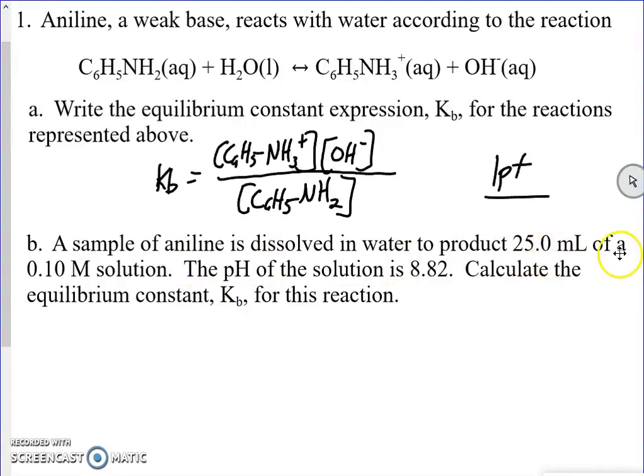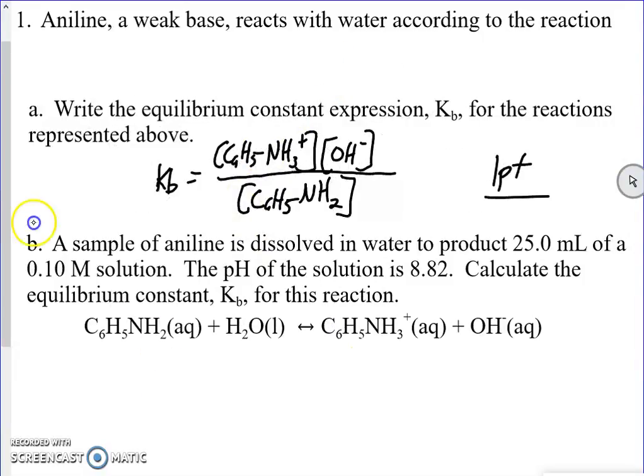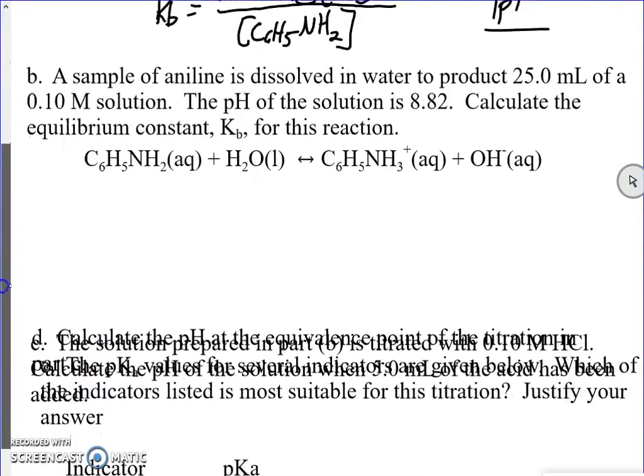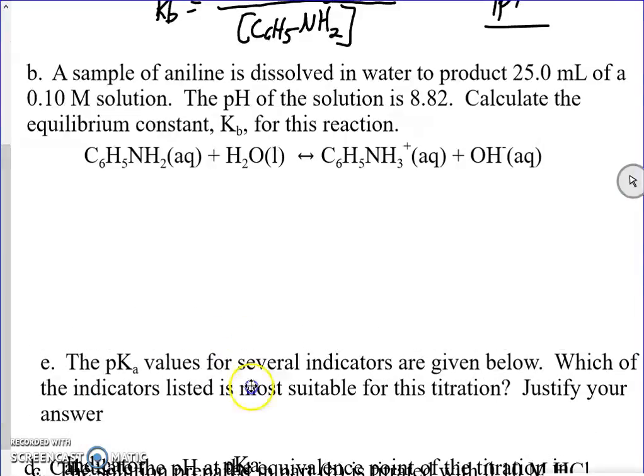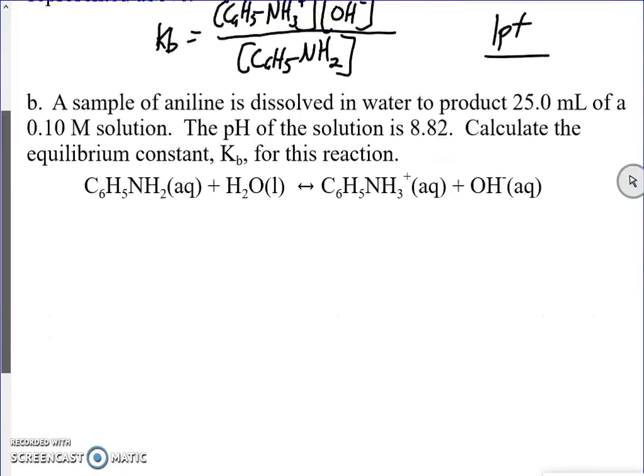Okay, now part B, we're told we have a sample of aniline dissolved in water to produce 25 milliliters of a 0.1 molar solution. We're then told the pH of that solution is 8.82. Calculate the equilibrium constant, Kb, for this reaction. Well, I'm going to pull this reaction down and we're going to work with it. Okay, hopefully that gives us a little bit more room to work with.